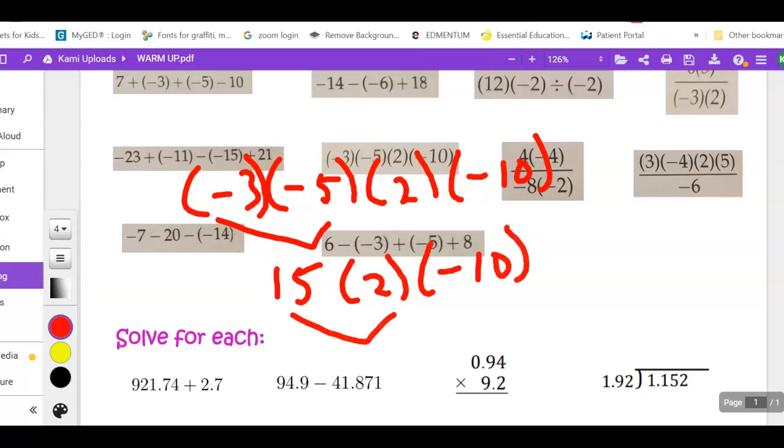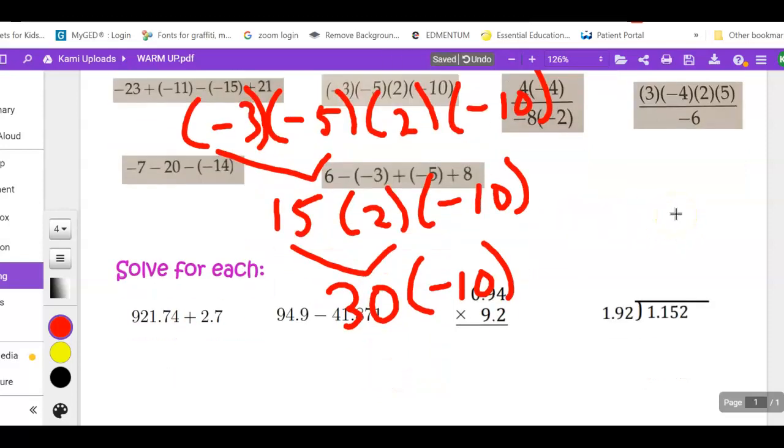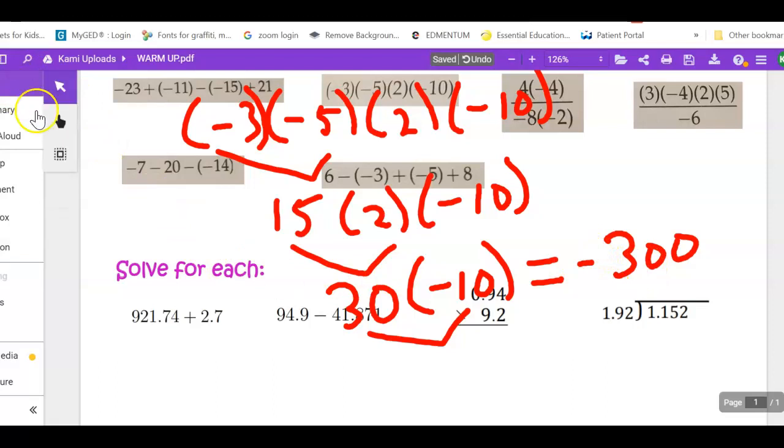Now I'm going to go here. 15 times 2, positive times positive. I'm going to keep positive, multiplying my two numbers together. And then I have this. I have 30 times negative 10. That's going to give me negative 300. Positive times a negative, the answer will be negative, just multiply. Trying the next one.